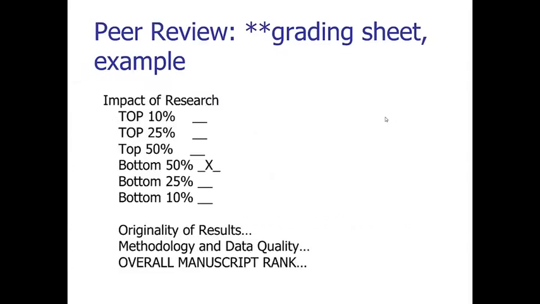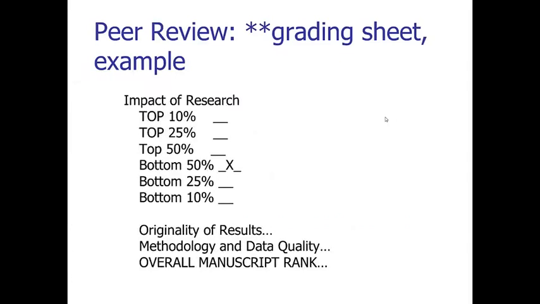Here's an example of a grading sheet that you might see for a journal. Sometimes they will have things like the impact of the research: rate the paper. Is it in the top 10%? Is it in the bottom 50%? They have these kinds of grading schemes. Now, sometimes it feels like when you're filling these out, they're a little bit arbitrary. So my general recommendation is just to be internally consistent.